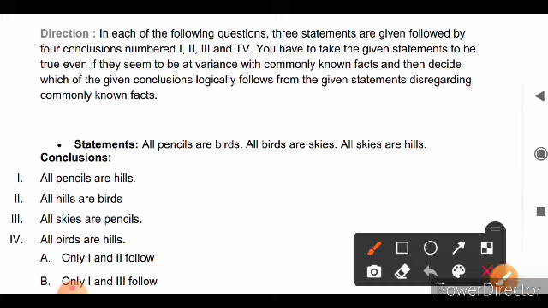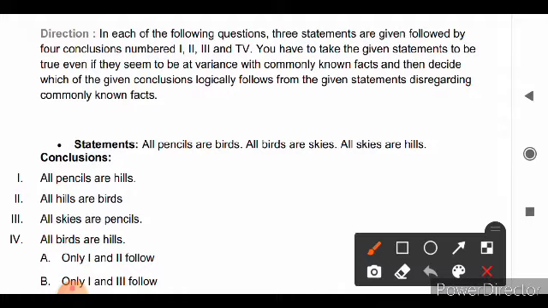Next question. Directions: in each of the following questions, three statements are given followed by four conclusions numbered 1, 2, 3 and 4. You have to take the given statements to be true even if they seem to be at variance with commonly known facts, and then decide which of the given conclusions logically follows from the given statements, disregarding commonly known facts. Statements: all pencils are words, all words are skies, all skies are hills.